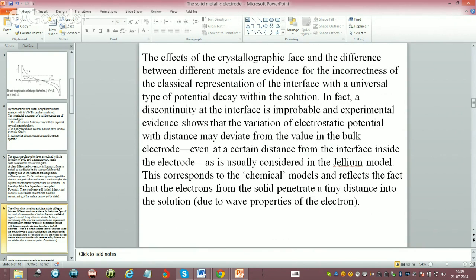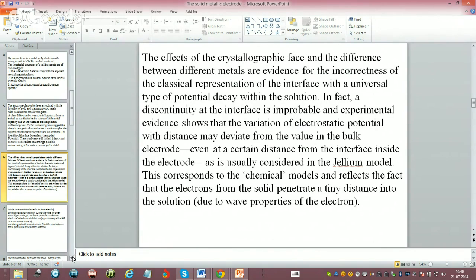The chemical models reflect the fact that the electrons of the solid penetrate a tiny distance into the solution. Okay, due to the wave properties of the electrons, the wave functions at the interface will be more or less similar to the wave functions of the electrons in the electrolyte and the wave functions of the electrons inside the electrode in the metals. But this will be to a very small extent, to a very small depth in the electrode. It will not be very deep in the electrode.